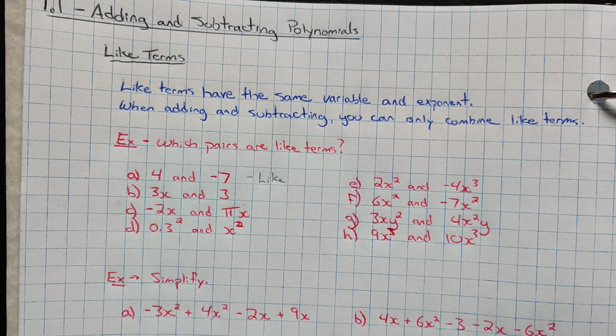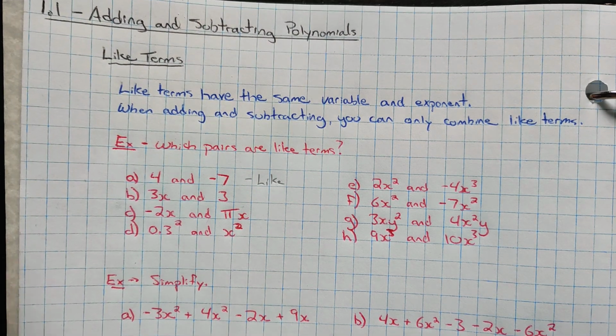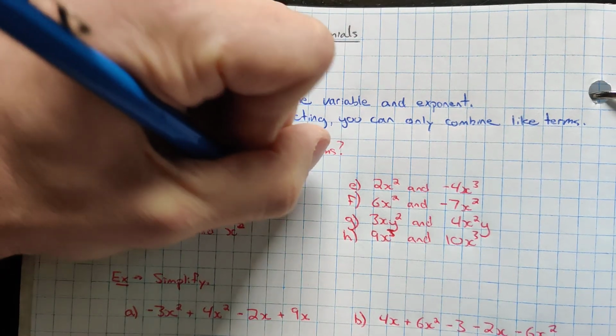3x and 3 would not be like terms. Well, they both have the number 3 attached to them. x is a variable, and the number 3 over here by itself does not have a variable. These are not like.